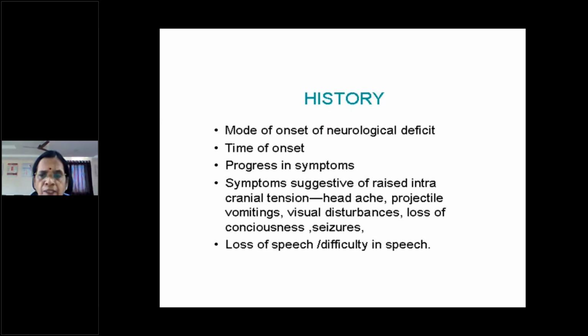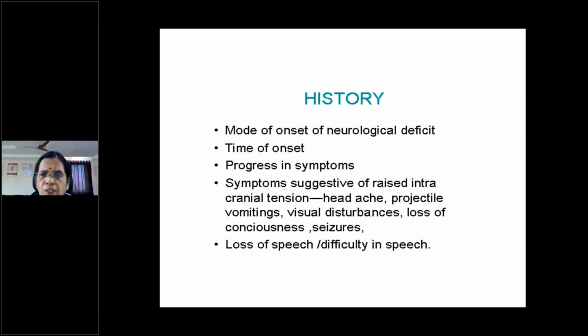Whereas in case of a neurological disease due to either a degenerative condition or a tumor, unless the cause is treated, the patient will have progressive symptoms. So that is the importance of the progressive symptoms.